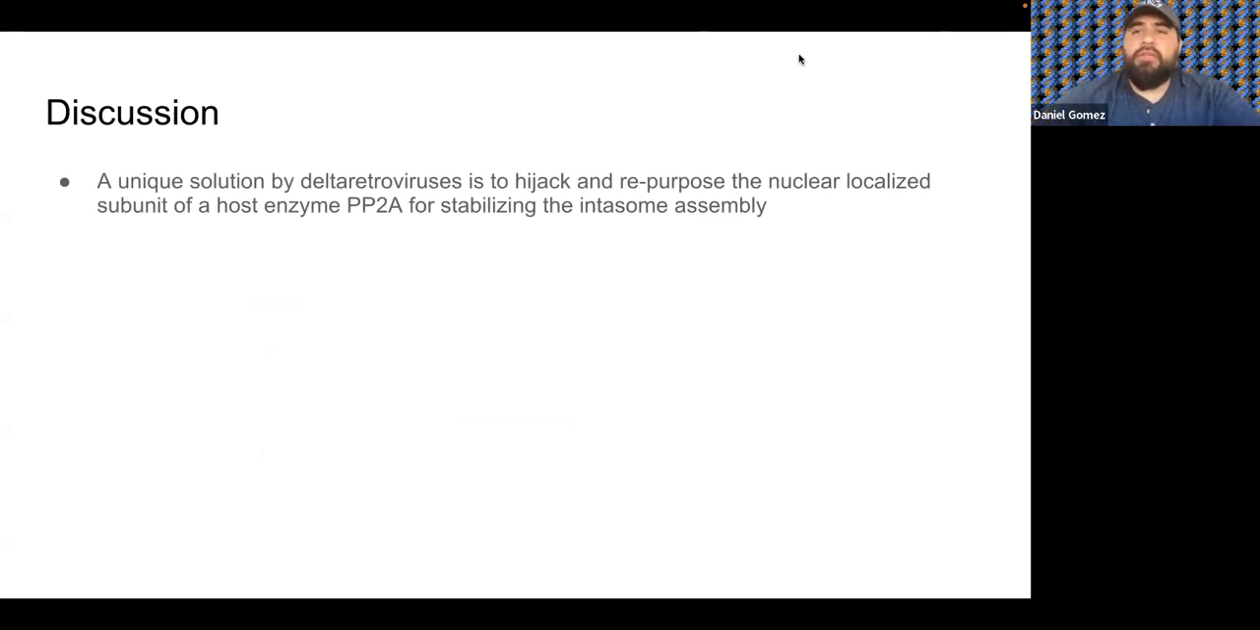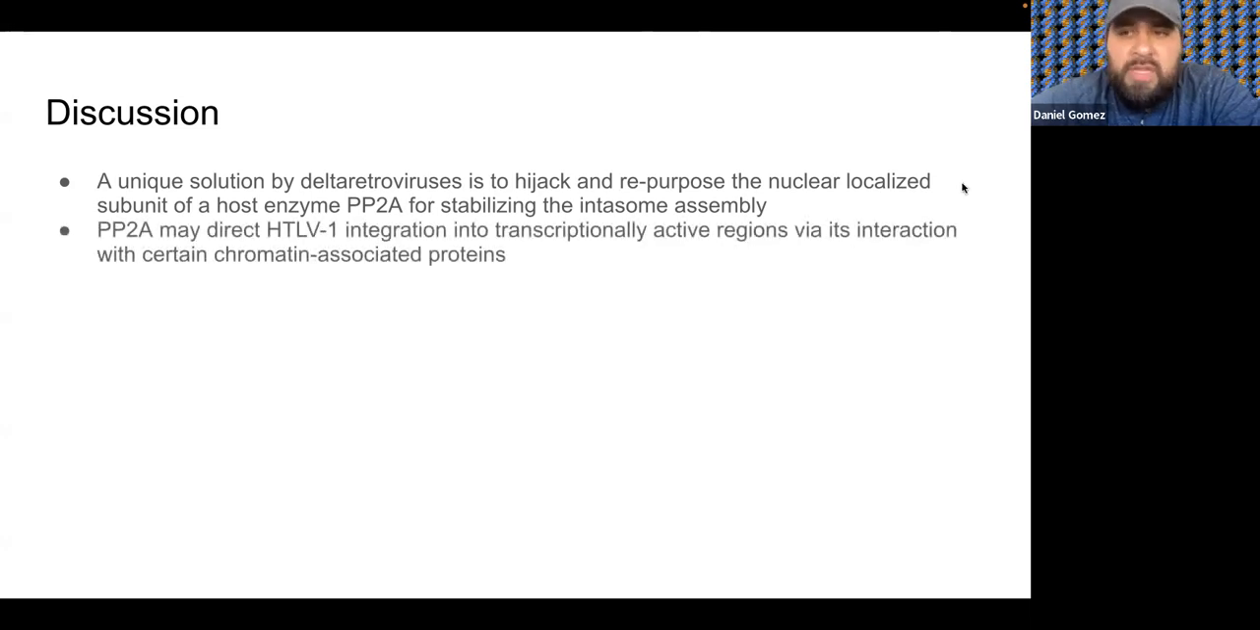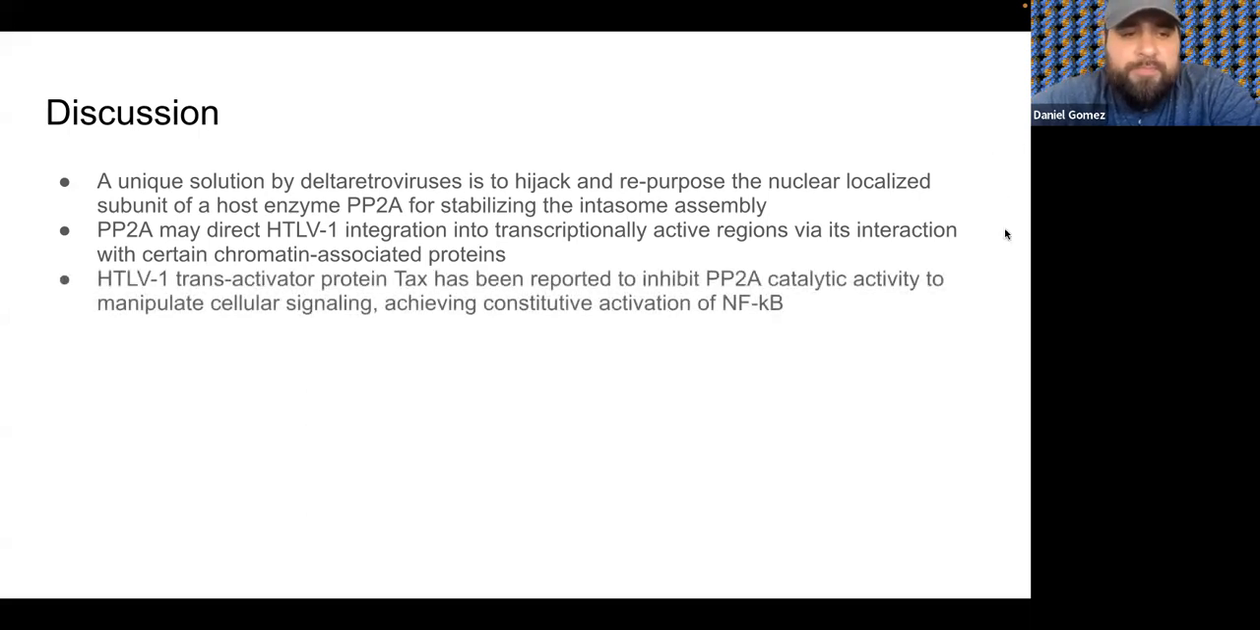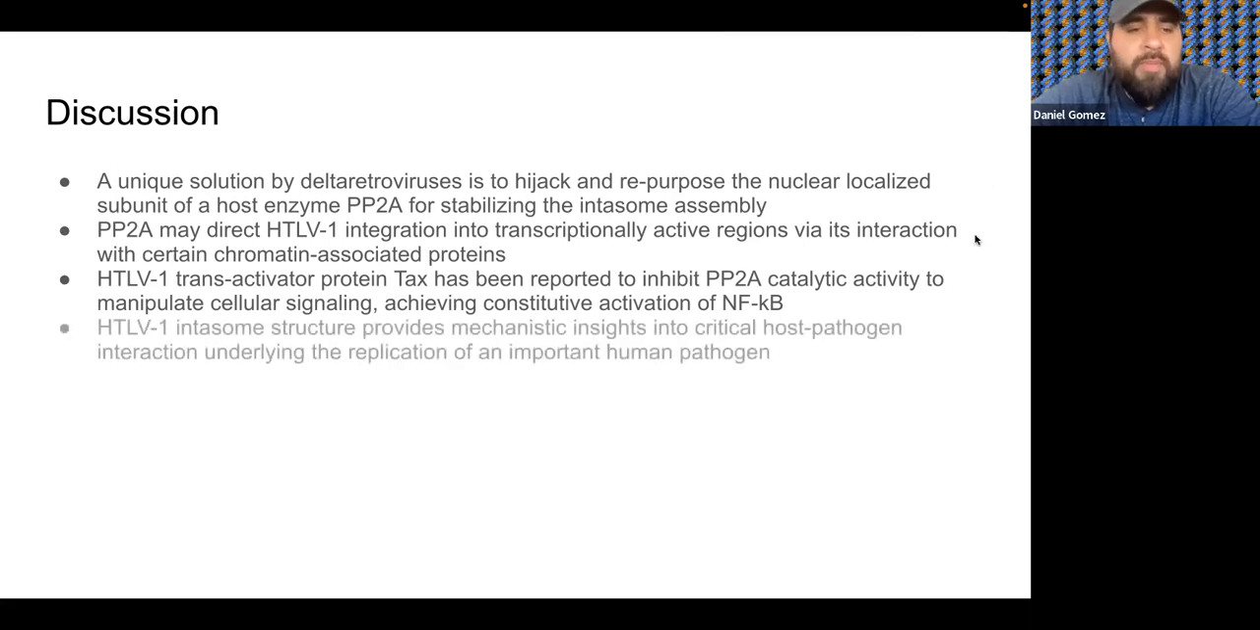So this is a unique solution by Deltaretrovirus, and it hijacks and repurposes nuclear localized subunits of host enzyme PP2A to stabilize the intasome assembly. PP2A may direct the HTLV-1 integration into transcriptionally active regions via the interaction with certain chromatin associated proteins. So HTLV-1 TAX, or transactivator protein, has been reported to inhibit PP2A, the catalytic activity of that enzyme, and manipulate the cellular signaling and achieving activation of NF-kappa B, which is known to induce inflammation or neuroinflammation.